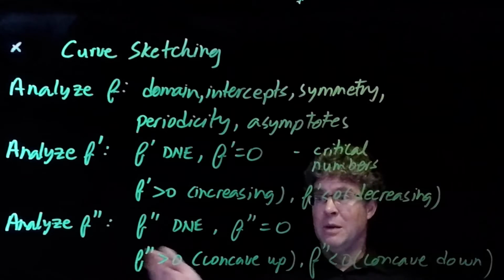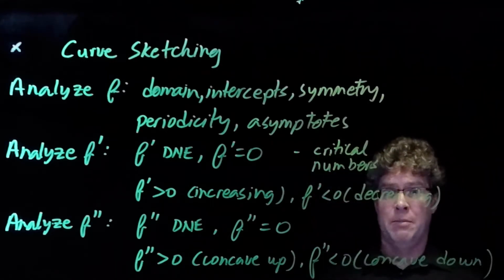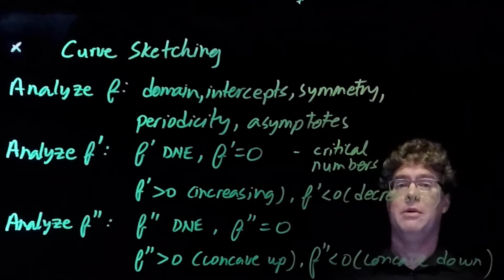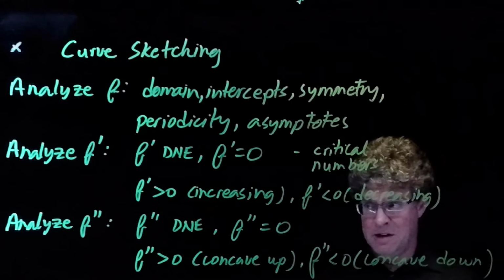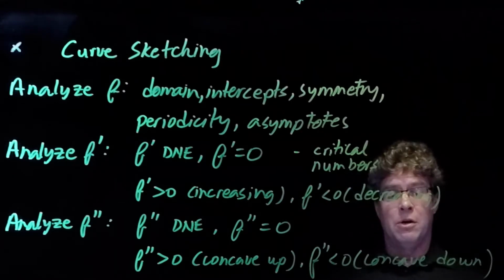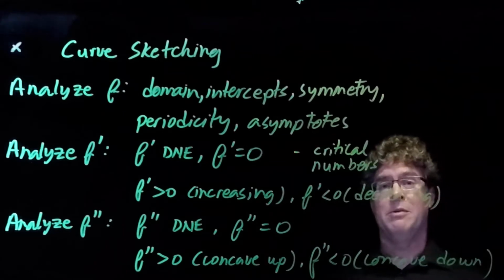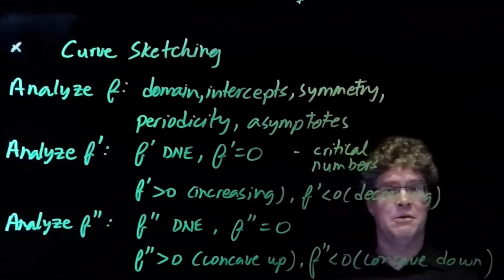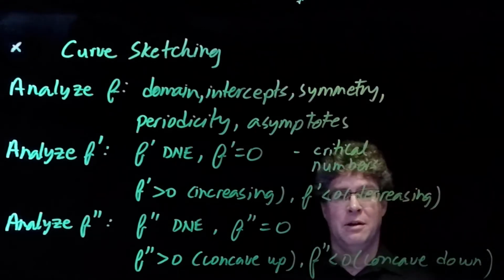Then we look at f double prime. Again, we look at points where perhaps f double prime does not exist or when f double prime equals 0, because these could be inflection points. And then we look for concave up or concave down, depending on whether f double prime is positive or f double prime is negative. If there is a switch in concavity, then we do have an inflection point.